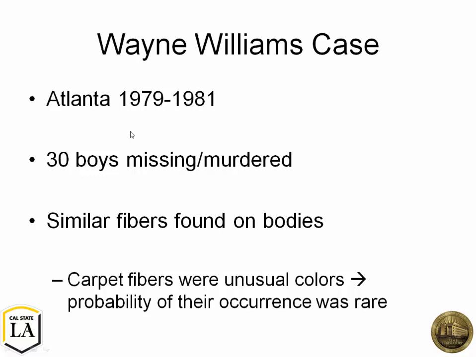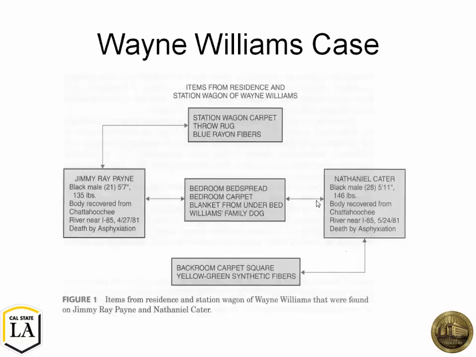Here's an example. In Atlanta in the early 80s, 30 boys were missing or murdered. Similar fibers were found on all the bodies. These carpet fibers were unusual, perhaps rare. The whole case revolved around blue rayon fibers found in a throw rug that were super unique, and that actually cracked this case. So fibers can actually be useful.